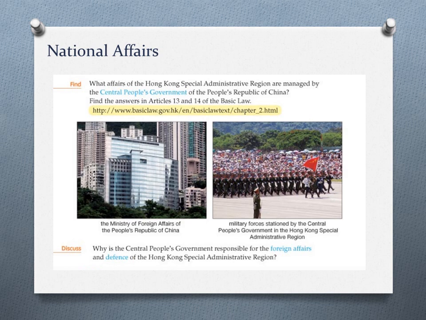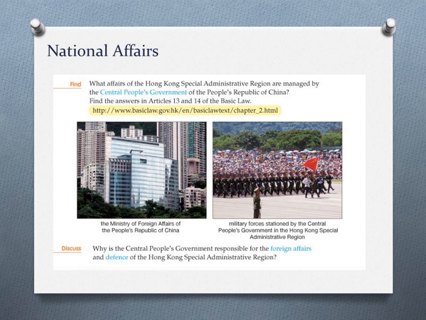Now, the Ministry of Foreign Affairs deals with all foreign relationships. Hong Kong is an integral part of China, so no foreign country, and there are many foreign countries we know of, can come and do any activity that is illegal or a threat to the Chinese government. So it's taken care of by Foreign Affairs.